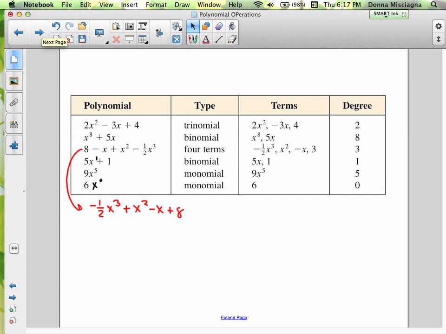Above that expression, we have x to the 8th plus 5x. That is a binomial because there are only 2 terms, and it's degree 8 because that's the largest exponent. And finally at the top there we have a trinomial, 2x squared minus 3x plus 4. 3 terms, largest exponent is 2, so this is degree 2. And I decided to work from the bottom up just because I saw that little old 6 by itself, and it looks like he wanted to start first.